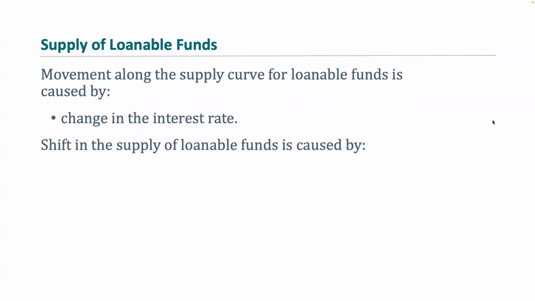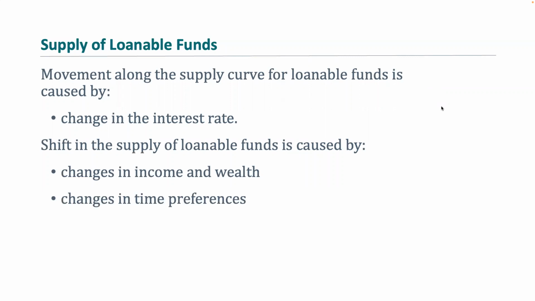Now, for the entire supply of loanable funds curve to shift, so to jump either to the right or to the left, there has to be something other than a change in the interest rate that occurs. This can be a change in income or wealth of those that are saving, changes in time preferences, which we'll talk about a little bit later, and consumption smoothing, which again, we'll talk about a little bit later in the video.